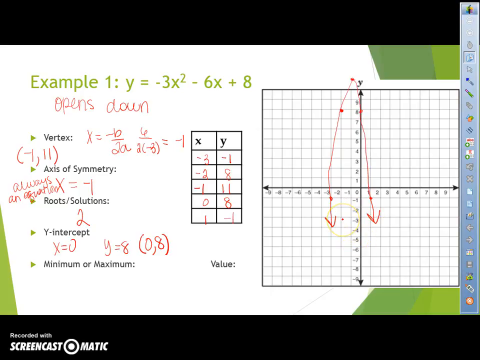So this one is going to have a maximum value because we have a highest point that it reaches before it turns back the other direction. That maximum value is where your y value of your vertex occurs. So the value at your maximum is 11.